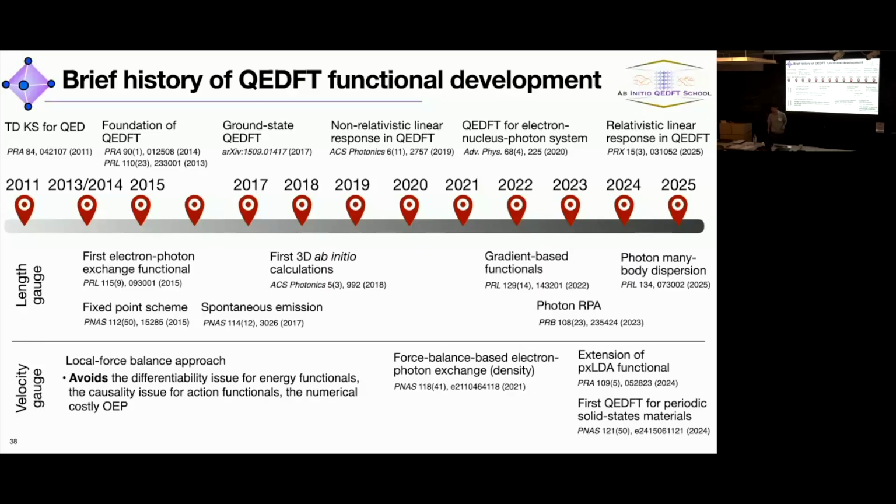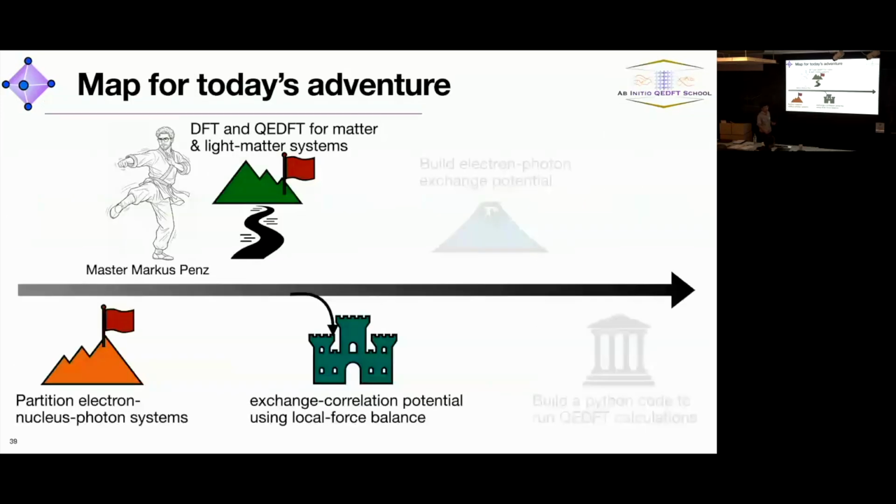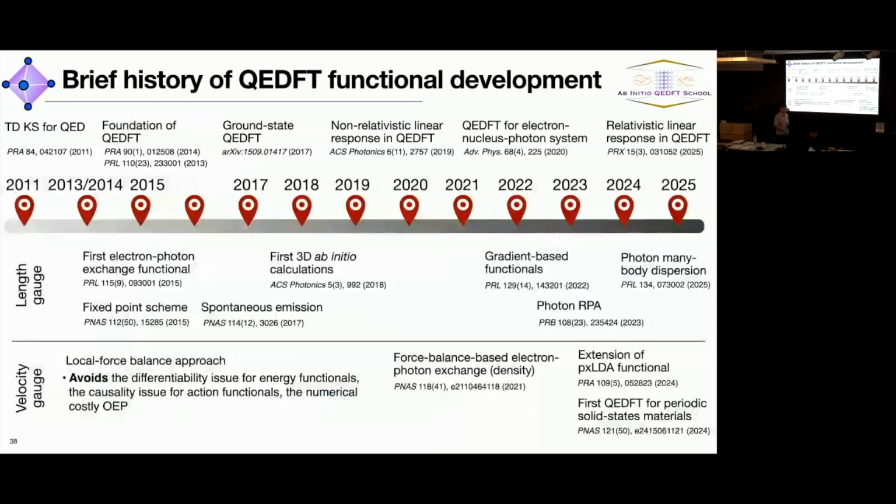Okay, so now I'm going to walk you through how to construct the electron-photon exchange functional using the local force balance equation. In the previous slide, in which condition or materials do we need a relativistic linear response? Heavier atoms, because of spin-orbit coupling. Yeah, that's right.